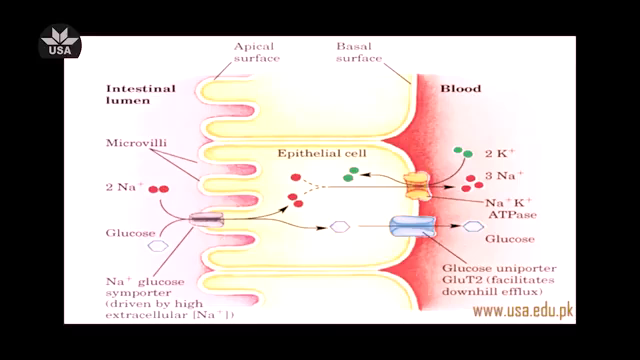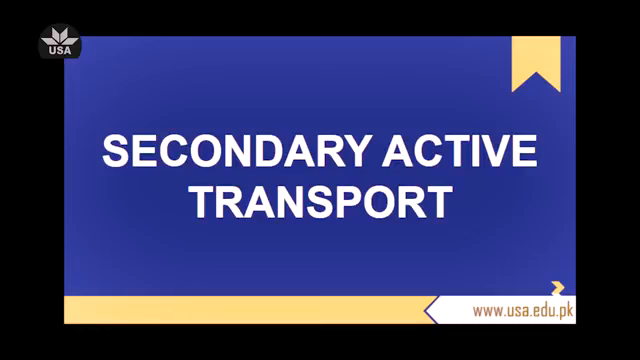Now this is all about the primary active transport mechanism. Come towards the second type of active transport mechanism, which is called the secondary active transport mechanism. Basically, in the secondary active transport mechanism, there is transport of substances with sodium ions by means of a common carrier protein. When sodium is transported by the carrier protein, another substance is also transported by the same protein simultaneously.